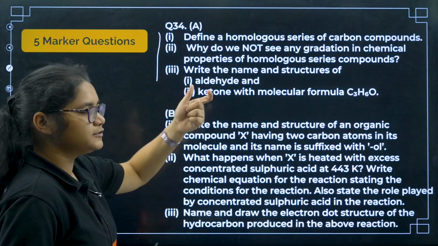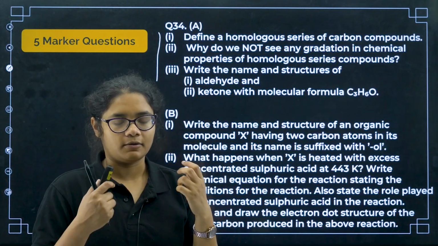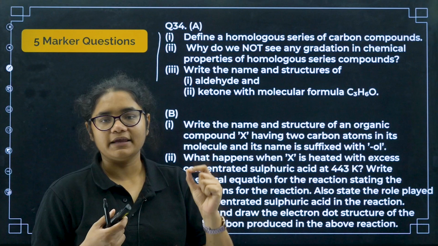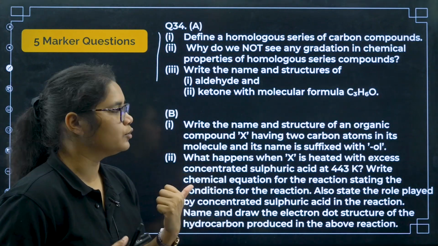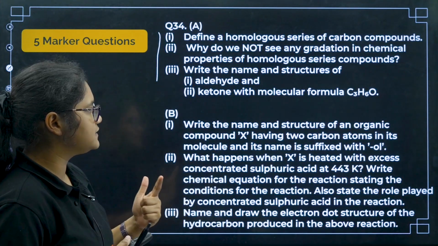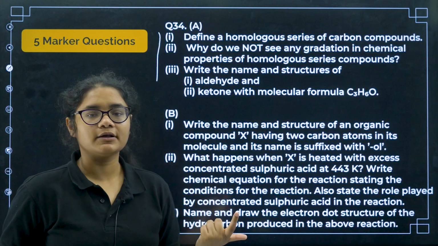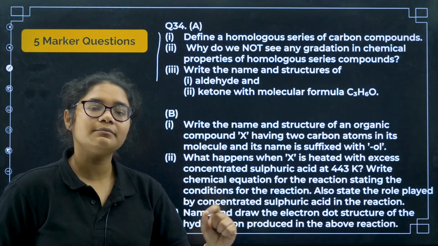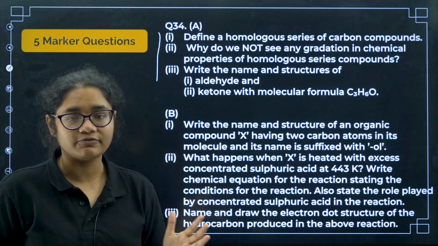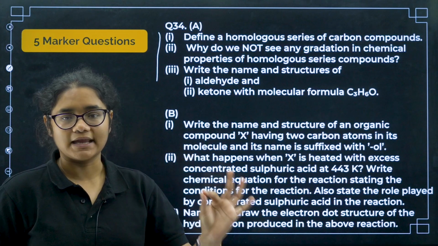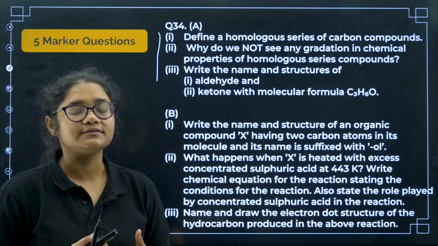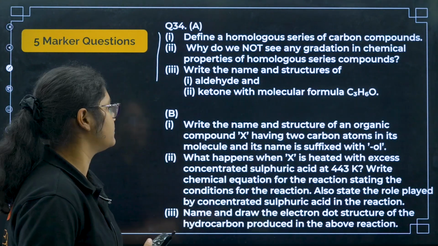So homologous series, you know, having the same functional group differing by a CH2 unit. Okay, that is called homologous series. Why do we not see any gradation, meaning any change in the chemical properties? Because they have the same functional group, not similar. They have the same functional group, so that is why there is no change in the chemical properties.